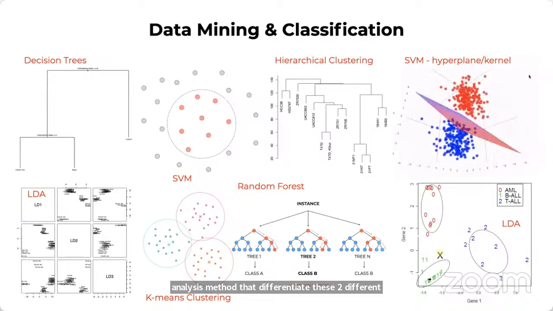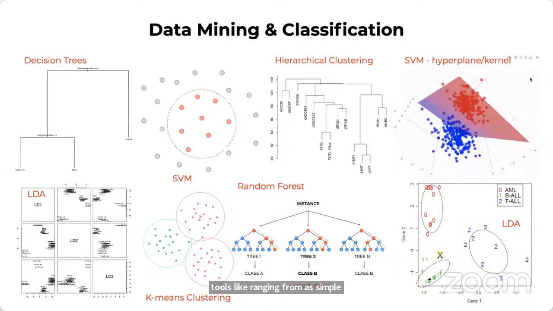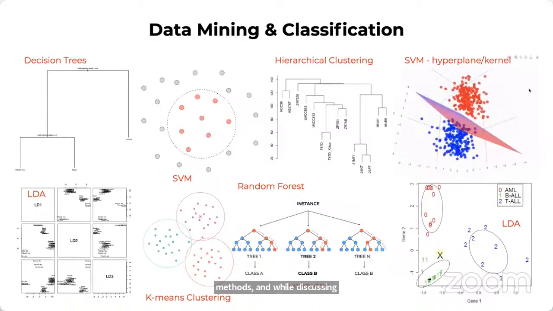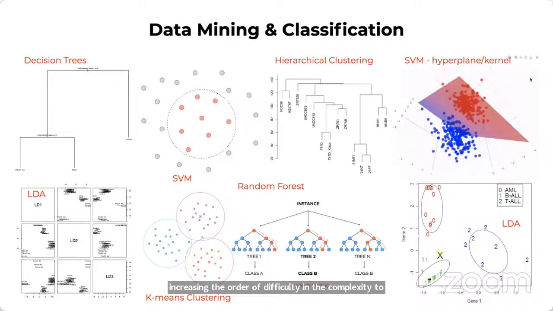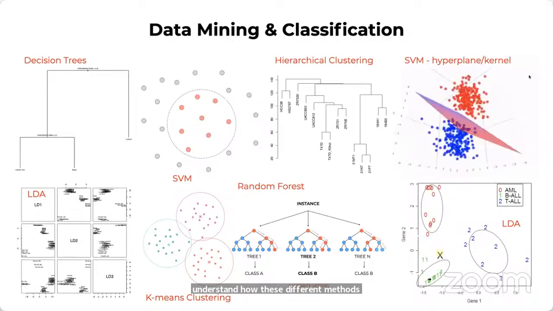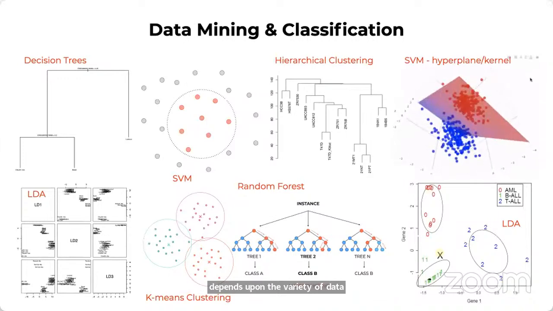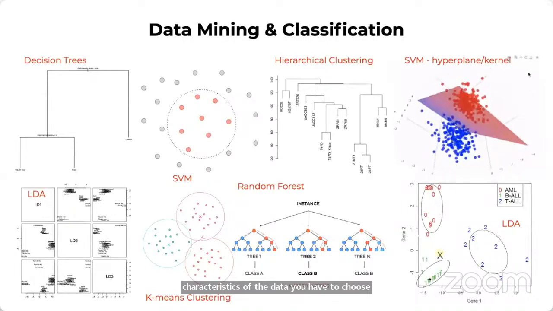And we will also discuss a variety of different classification machine learning tools, ranging from as simple as decision trees to as complex as random forest methods, while discussing SVM, LDA, stepwise LDA, increasing the order of difficulty in the complexity to understand how and when and where to use these different methods depending upon the data. So it depends upon the volume of the data, it depends upon the variety of data as we spoke about, and depending upon these characteristics of the data, you have to choose appropriate data mining and classification tools for the model and for the analysis that you are building.